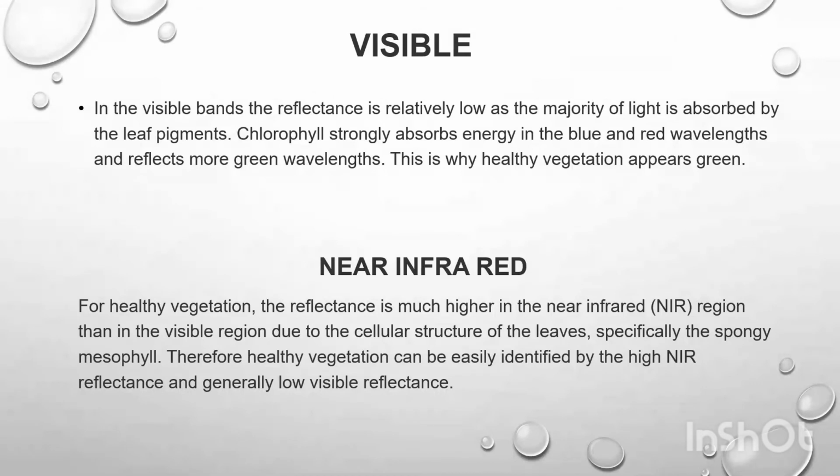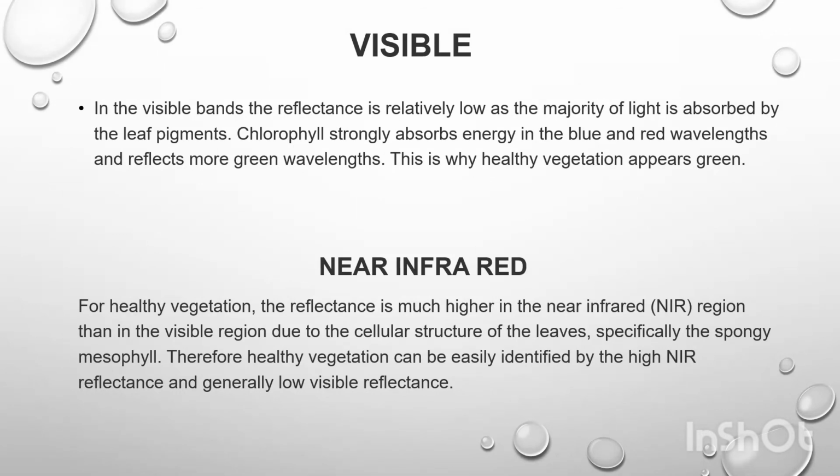Now going to visible bands. In the visible bands, the reflectance is relatively low as the majority of the light is absorbed by the leaf pigments. Chlorophyll strongly absorbs energy in the blue and red wavelengths and reflects more green wavelength. This is why healthy vegetation appears green. That is, the pigments in the leaves absorb blue and red light of the visible region. At the same time, they don't absorb the green light and reflect the green light, hence the leaves and the overall plant appear green in color.